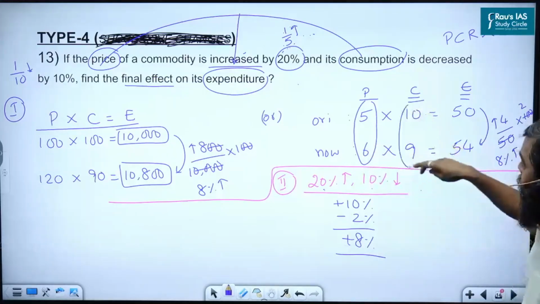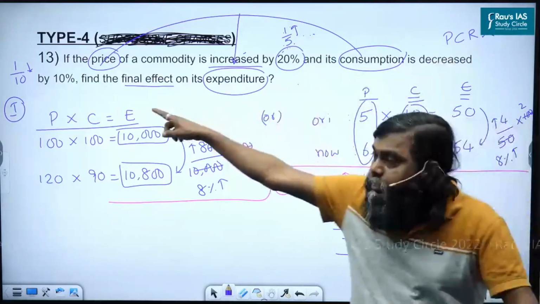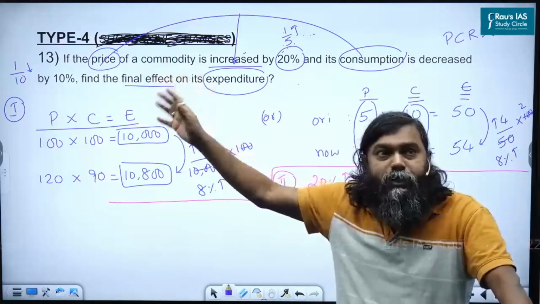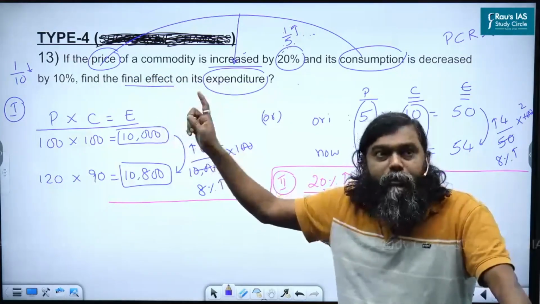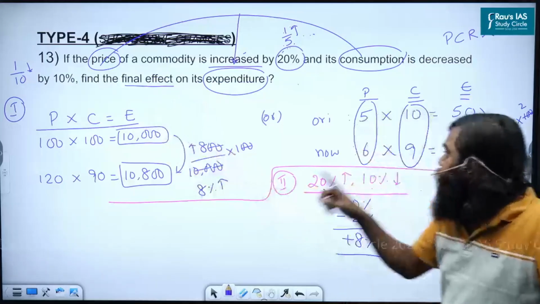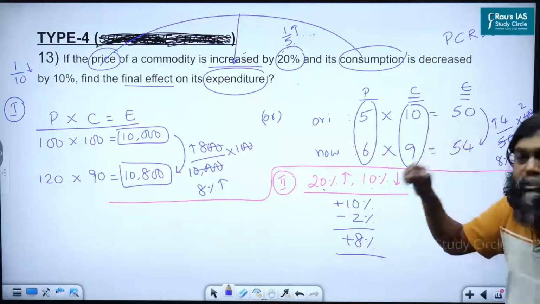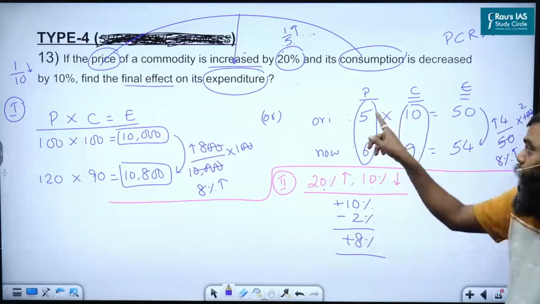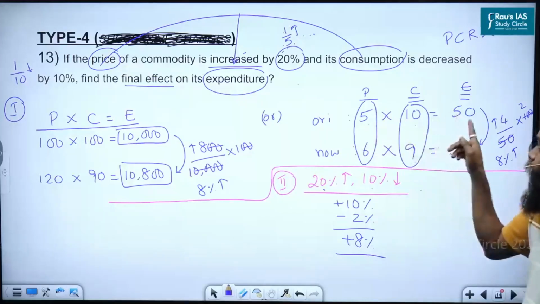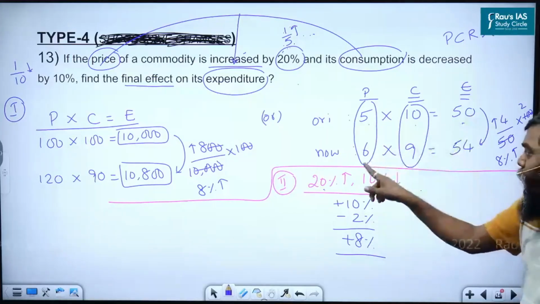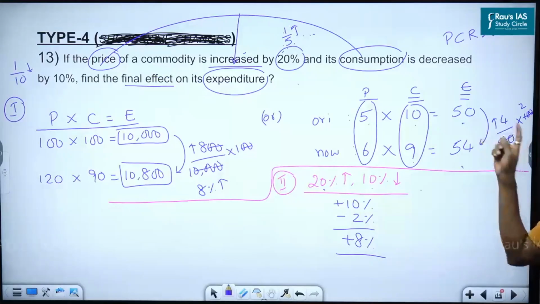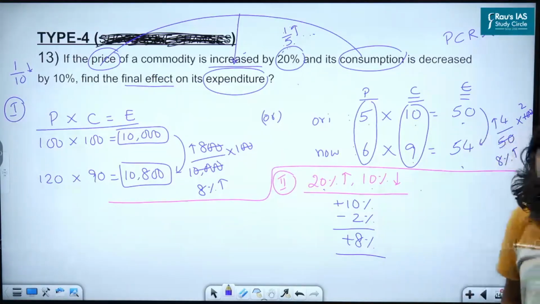Now, how do I write this consumption? Consumption decreased by 10%. That means consumption decreased by 1 by 10. What is the meaning of this? If my original consumption is 10 units or 10x, the new consumption becomes 10 minus 1, it becomes 9. Price, consumption, multiply, expenditure. Original and new expenditure. Compared to the original expenditure, the new expenditure increased by 4. From the original 50, percentage, multiply by 100.